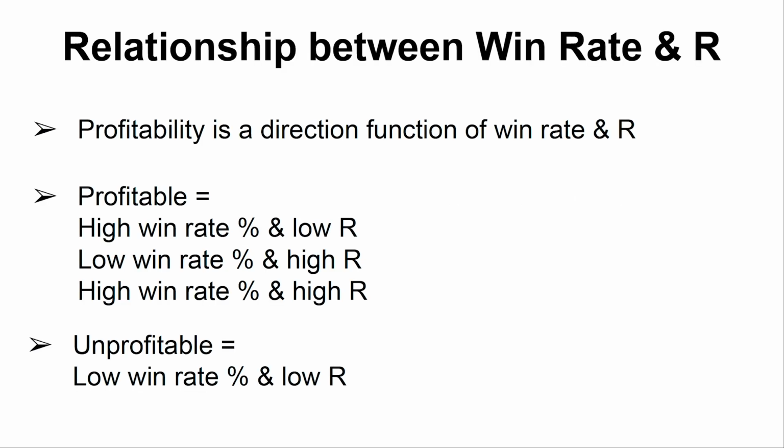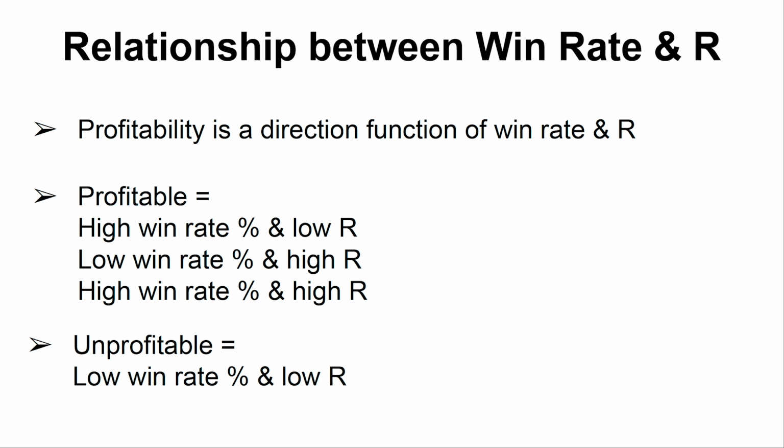Let's first talk about the relationship between win rate and R multiple. As traders, our profitability is a direct function of our historical win rate and our average R multiple. Remember from the last section that this is the actual outcome of the trade, not the expected returns we'd like to see. In order for a trader to be profitable long term, he or she will need to fall into one of the three categories.